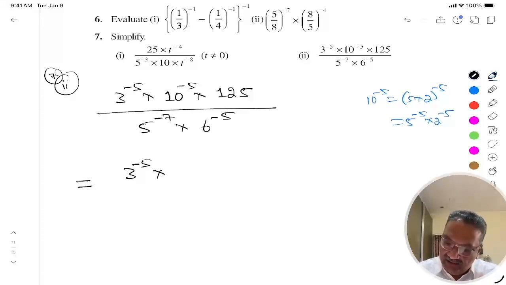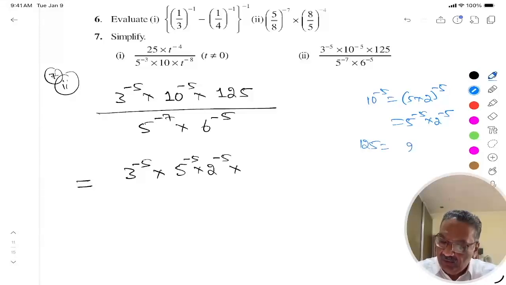Okay, so that I will write here. 10 to the power of minus 5 becomes 5 to the power of minus 5 into 2 to the power of minus 5 into, what is 125? 125 is 25 into 5. So this will be nothing but 5 cube. So 125 is nothing but 5 cube.